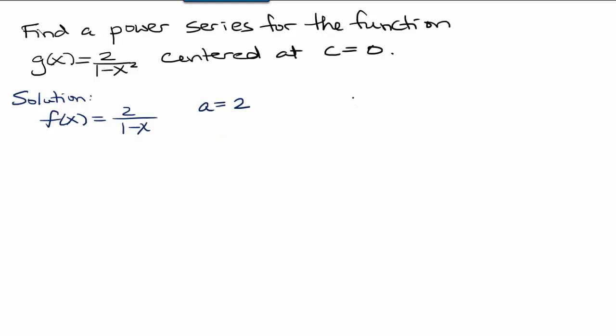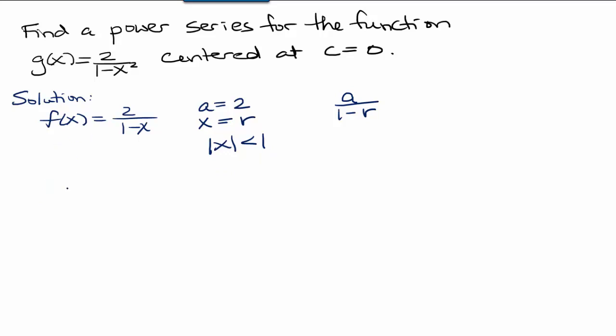What I should say is we're trying to match it up with our geometric series that converges to a over 1 minus r. So that means that a would be 2 and x would be r. First, we make a note that this is only going to converge if the absolute value of r, in this case the absolute value of x, is less than 1. So we have a center at 0 like we want, and a radius of convergence of 1.